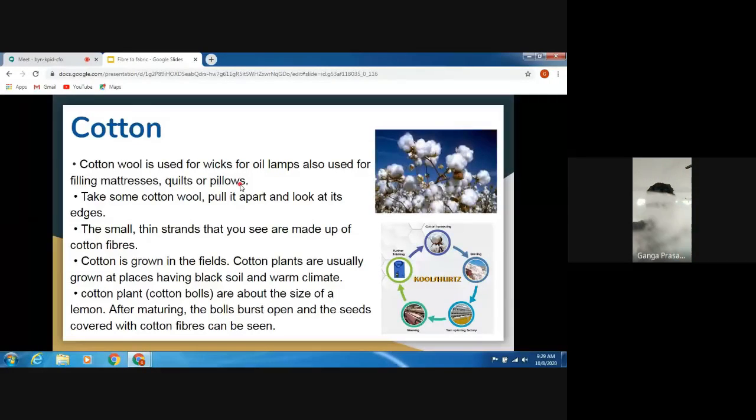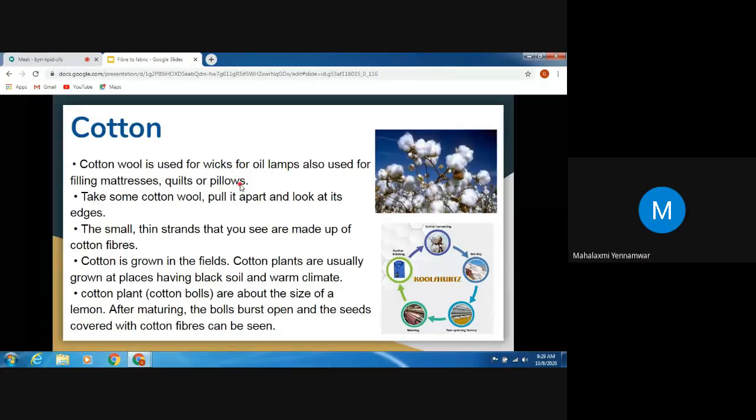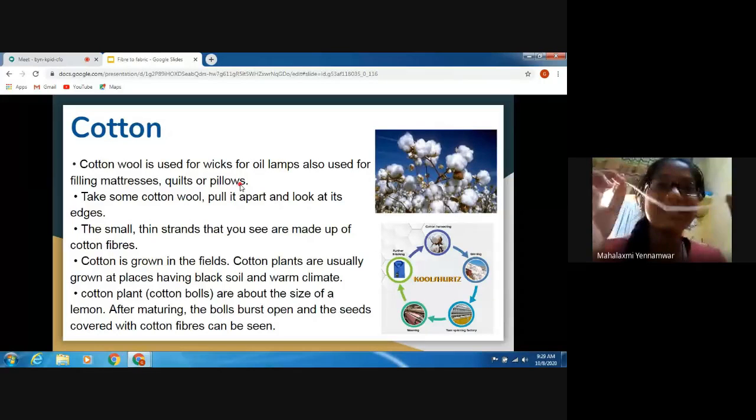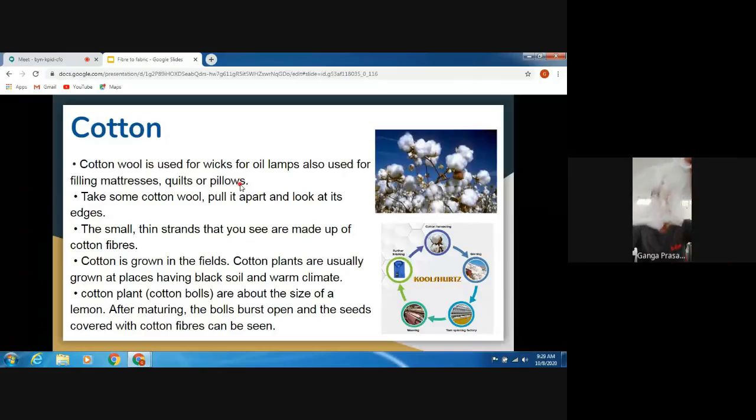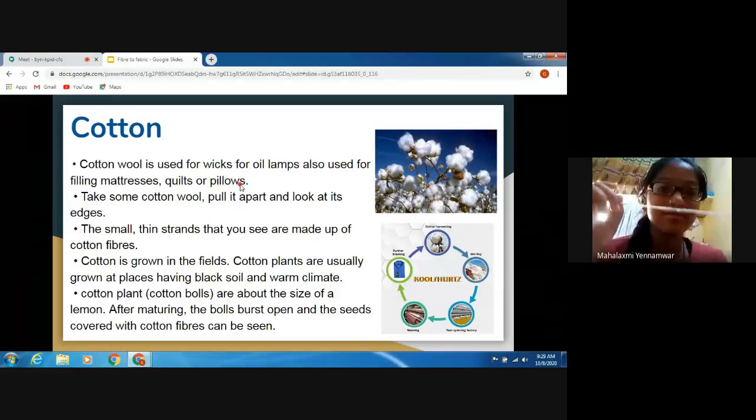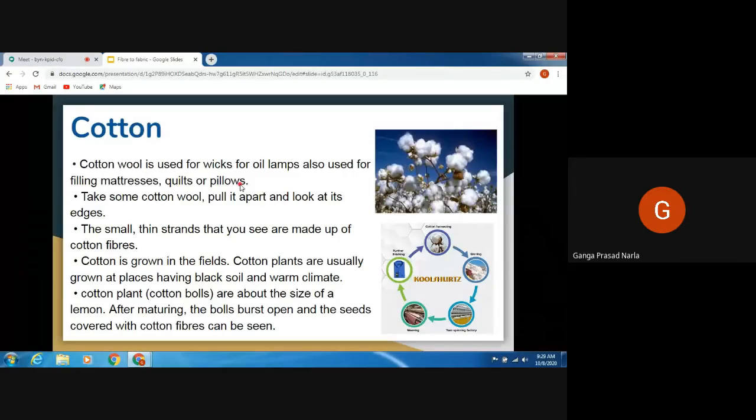See here, how is it? Where is the cotton fiber? Yeah. Very good. Cotton fiber. See how small it is, how thin it is, right? Very good, Mahalakshmi. Okay. So if you observe the cotton properly, there are very small thin strands, like hairs, right? So those fibers are called cotton fibers.